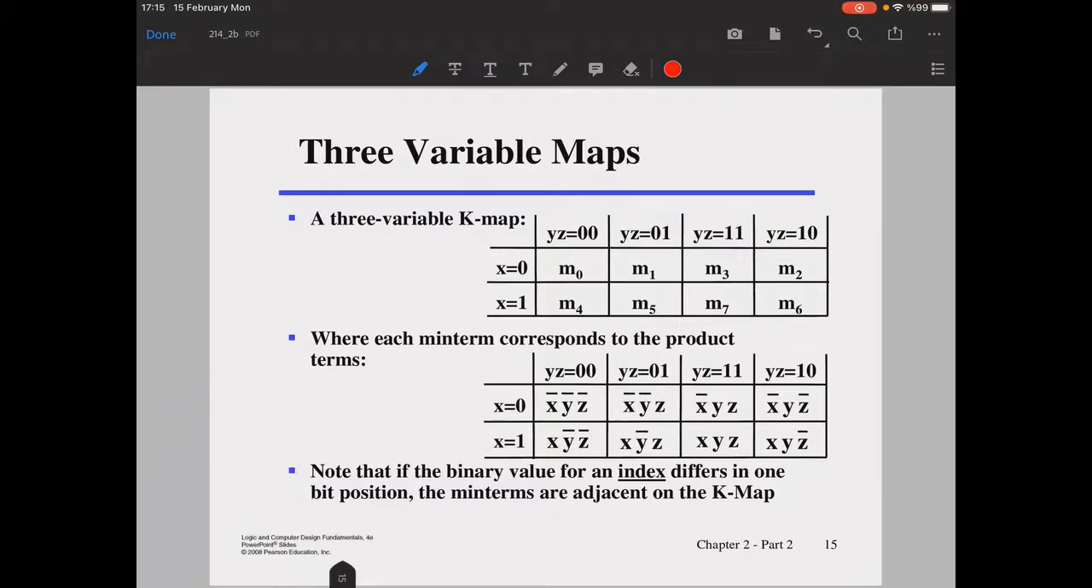And let's take a look at the 3 variable maps. The 3 variable maps has 8 squares in it. That's the idea, because they again differ by only a single variable in adjacent squares. Just you need to be careful here. Your x is located here, okay?